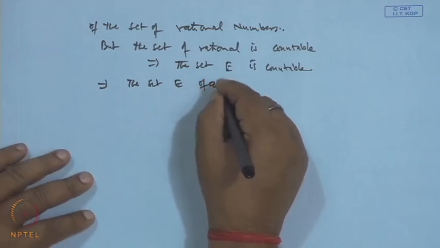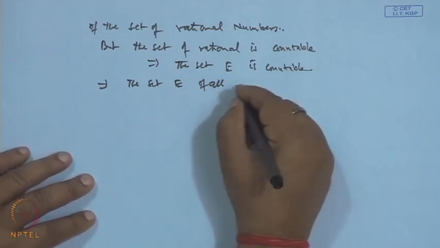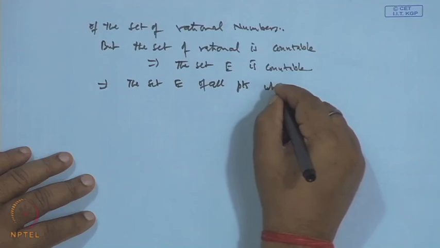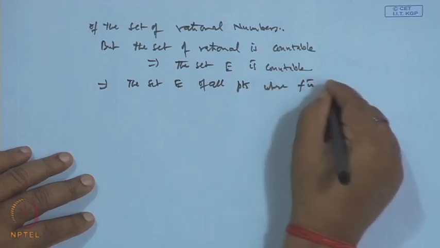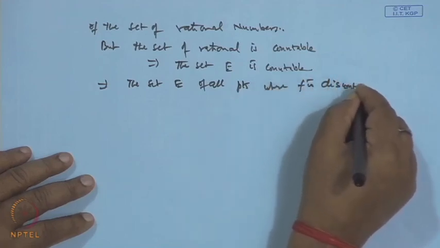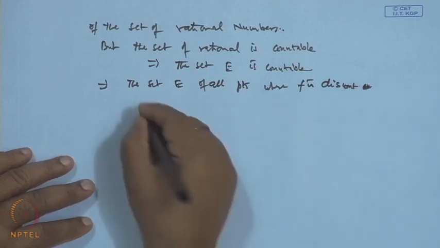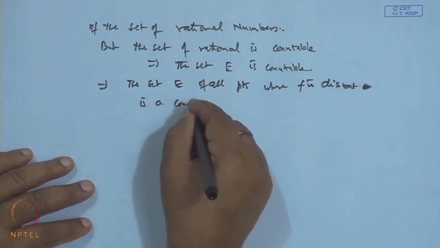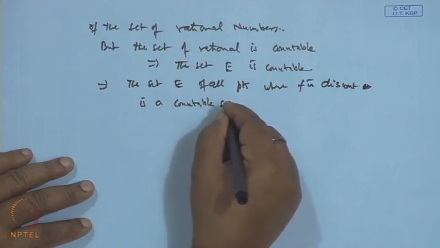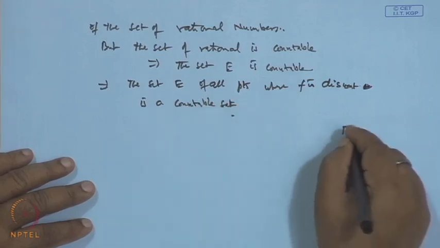So, the set E of all points where f is discontinuous is a countable set, and that is what we wanted to show. So, this proves the case.